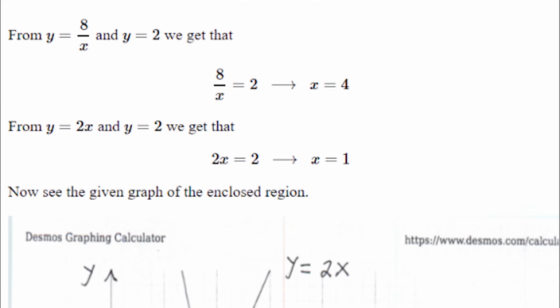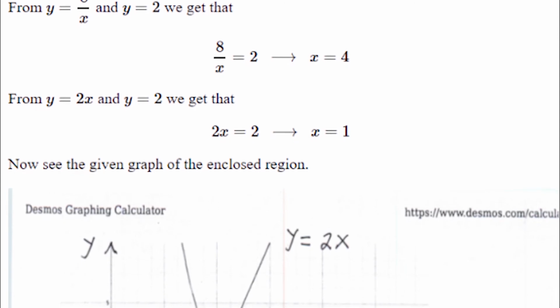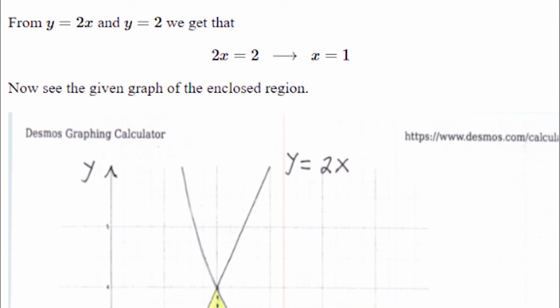From y equals 8 over x and y equals 2, we get that 8 over x equals 2, wherein x equals 4. From y equals 2x and y equals 2, we get that 2x equals 2. Therefore, x equals 1. Now, see the given graph of the enclosed region.